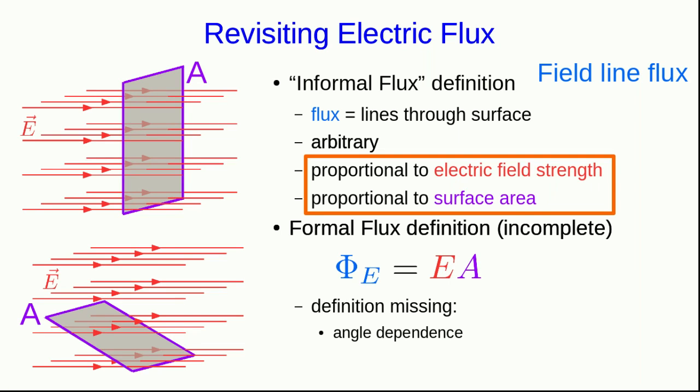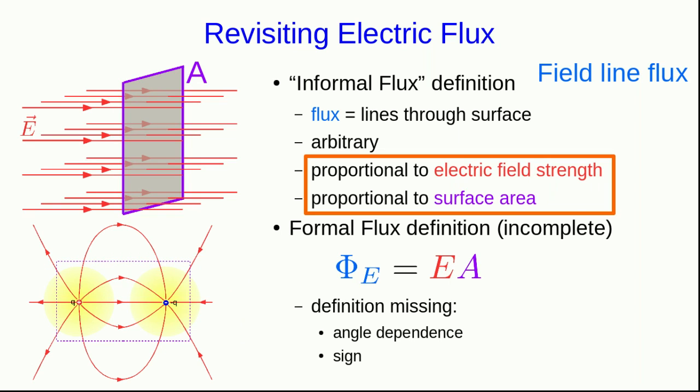For one thing, we know that if we take the same surface and tip it relative to the E field, so it's no longer perpendicular, then the flux decreases. And so clearly just multiplying the electric field strength by the surface area isn't quite good enough. There has to be some angle dependence.